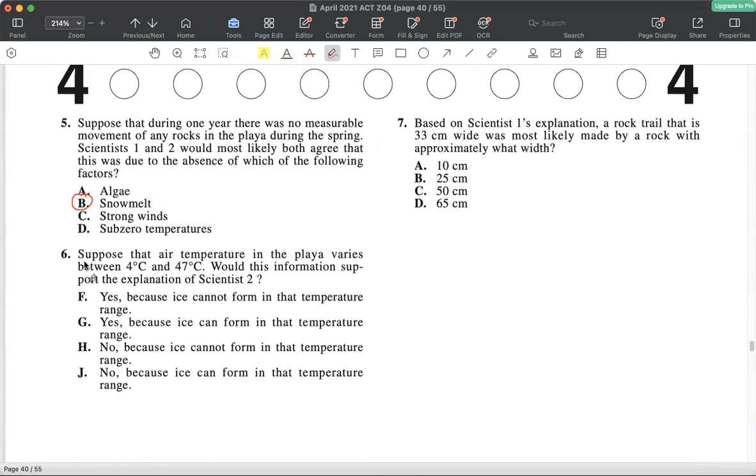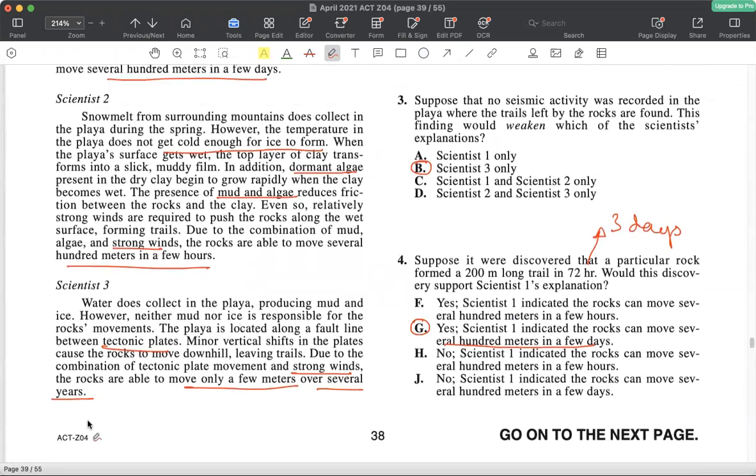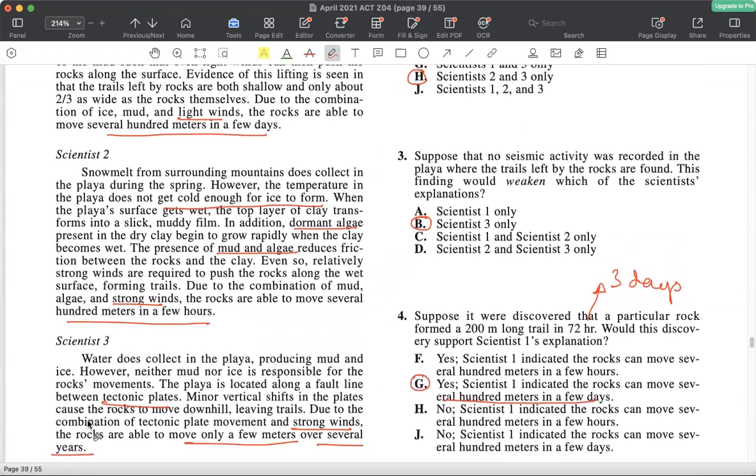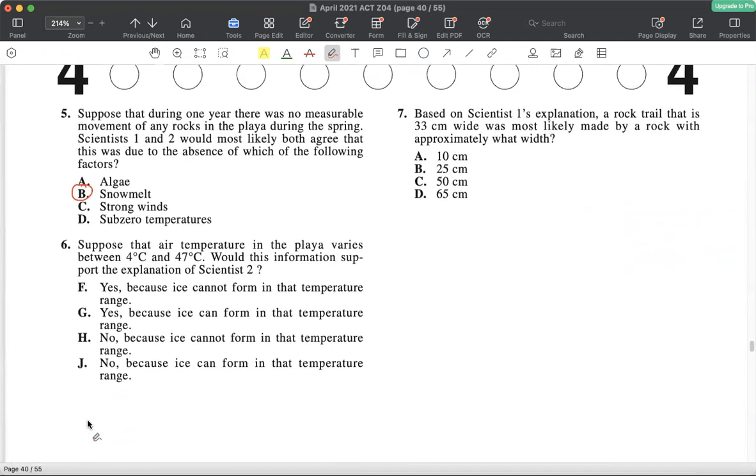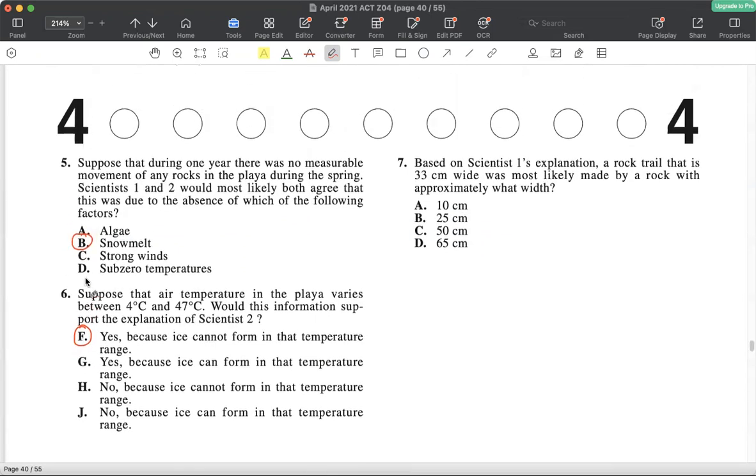Suppose that air temperature in the playa varies between 4 and 47. Would this information support the explanation of scientist 2? Yes, because if it's between 4 and 47, then ice cannot form because ice forms at 0 degrees centigrade. So it supports scientist 2's. Yes, because ice cannot form in that temperature range. And that is exactly what the second scientist was saying.